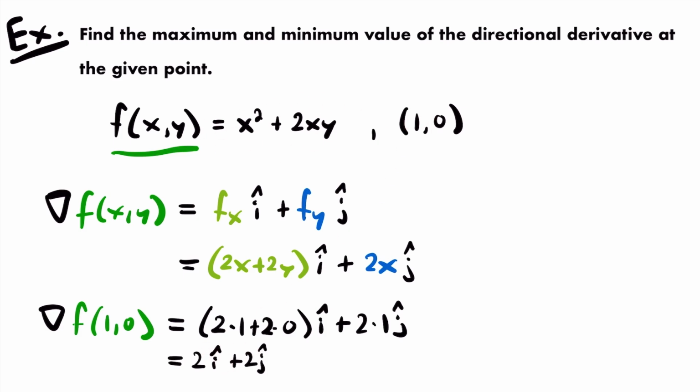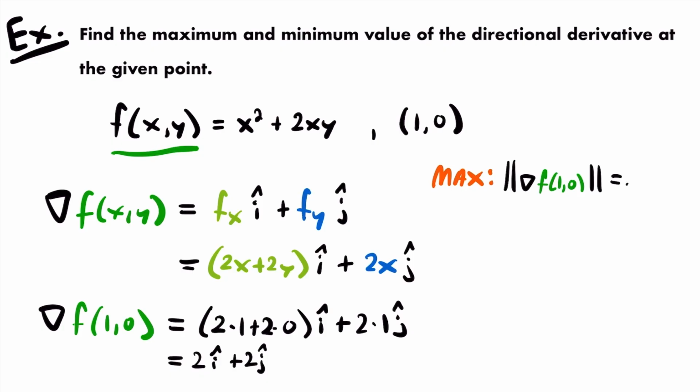That is the gradient vector at (1, 0) for this function, and now that we have that, we can calculate the maximum and minimum values of the directional derivative for this multivariable function at this point. All right, all we have to do is take the magnitude of this gradient vector. Okay, so the maximum is equal to the magnitude of the gradient vector, so the gradient of f at (1, 0). And so let's calculate that.